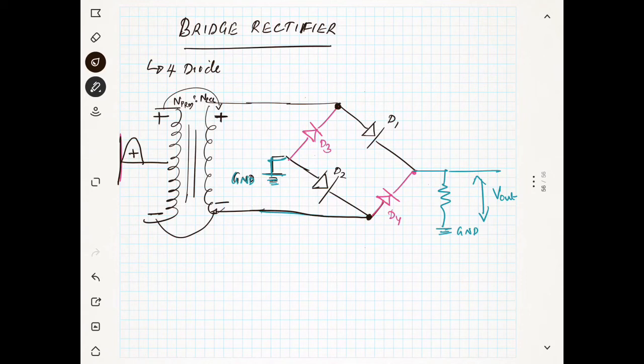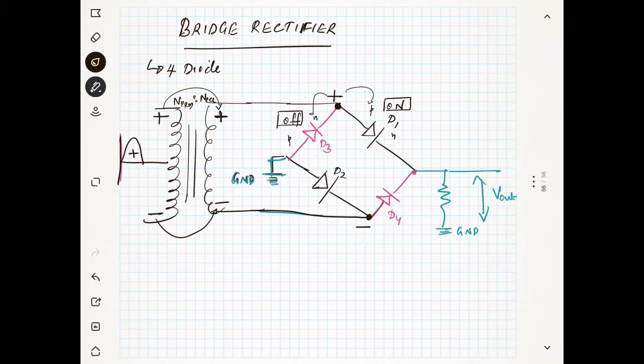Now you see, this is p type, n type, and this is n type and p type. You see here the diode, the positive is connected, and you are getting negative here. The positive is connected to the p, and this positive is connected to the n. That means your D1 is on and D3 is off. So when D1 is on, D3 is off.